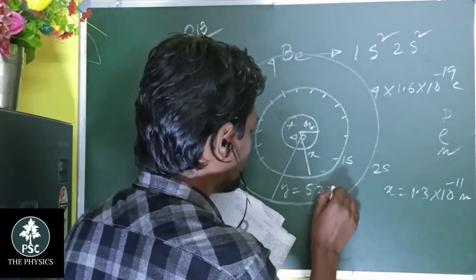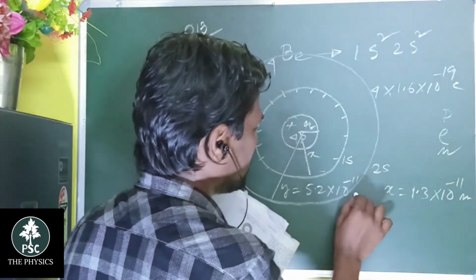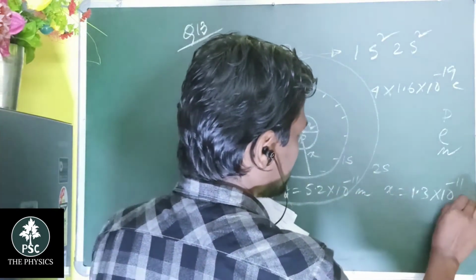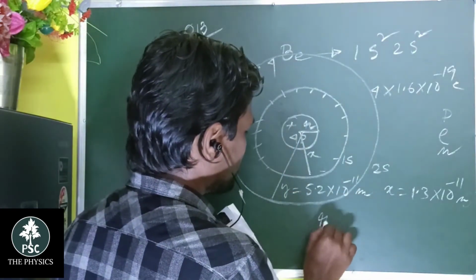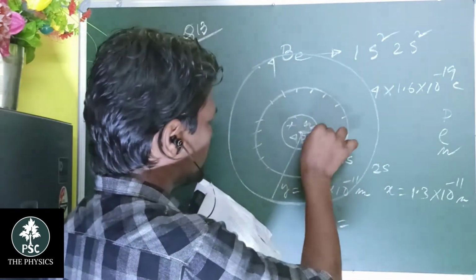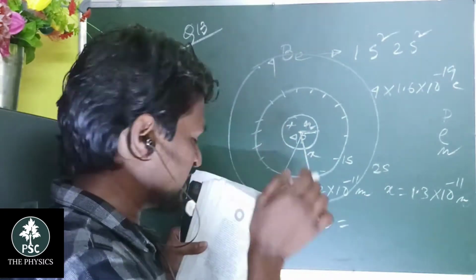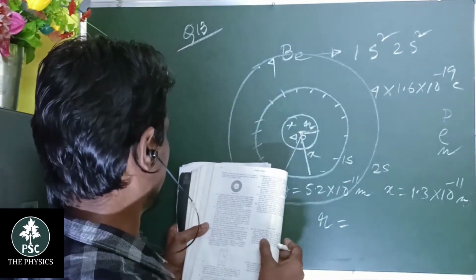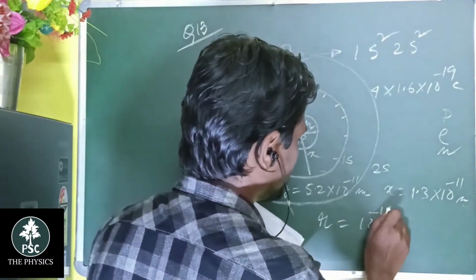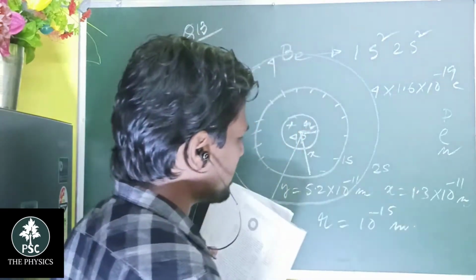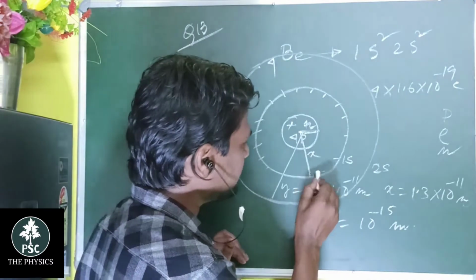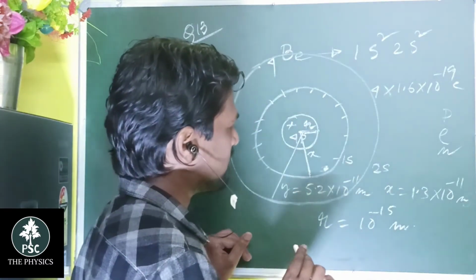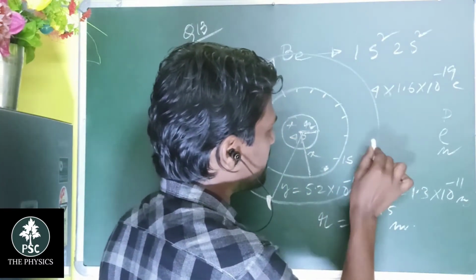This is 5.2 into 10 to the power minus 11 meter. Okay. So this is in meters, and r is also given. r means the radius of the nucleus, and it is given as 10 to the power minus 15 meter. So again I repeat, students, you have to calculate the electric field at that point.